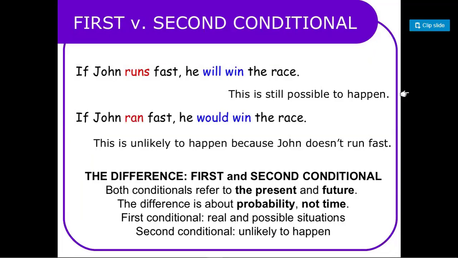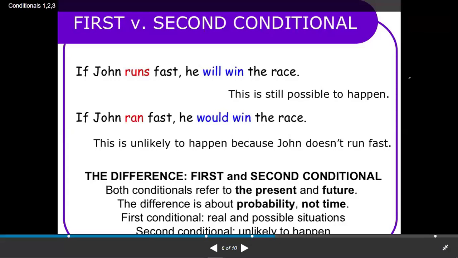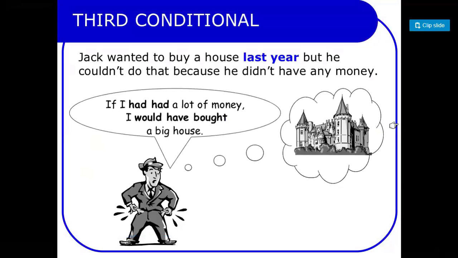Here again, pay attention to these examples that I read earlier. If John runs fast, he will win the race. This is still possible to happen. If John ran fast, he would win the race. It means that this is unlikely to happen because John doesn't run fast. Now let's go to the third conditional.